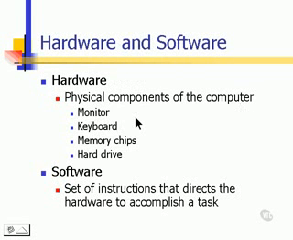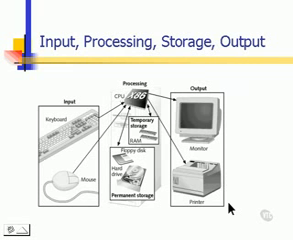When we talk about hardware, we're talking about the physical components of the computer. For example, a monitor, keyboard, memory chips, hard drive. When we talk about software, we're talking about a set of instructions that directs the hardware to accomplish a task. Now, hardware and software work closely together to provide four functions: input, processing, storage, and output. Input through a keyboard or a mouse, processing through a CPU, storage in a permanent storage device like a hard drive or a floppy drive, and then finally output through a monitor or a printer.